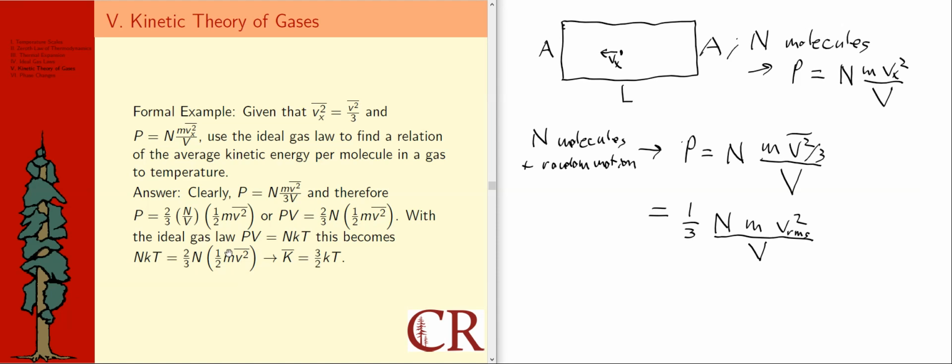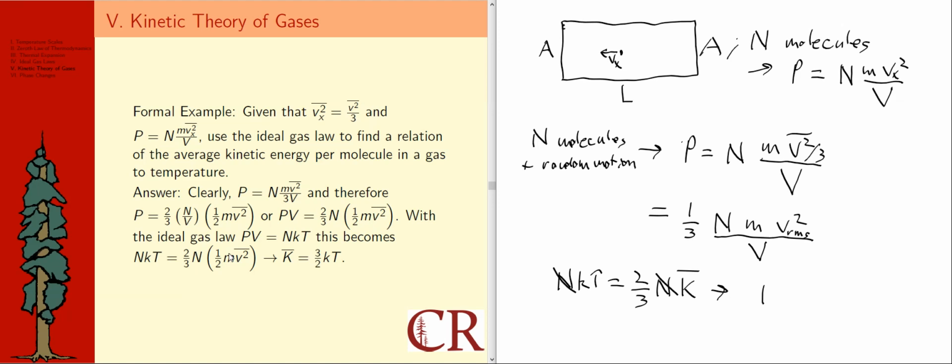Let me write a couple things here, because really what I've gotten to in that last line is NKT is equal to 2/3 N times the average kinetic energy. So I can cancel off those n's, and then if I multiply both sides by 3/2, I get that the average kinetic energy is equal to 3/2 kT.